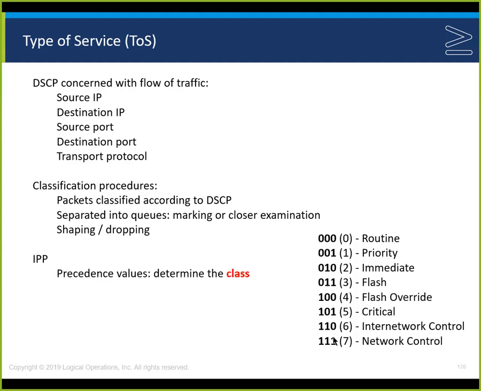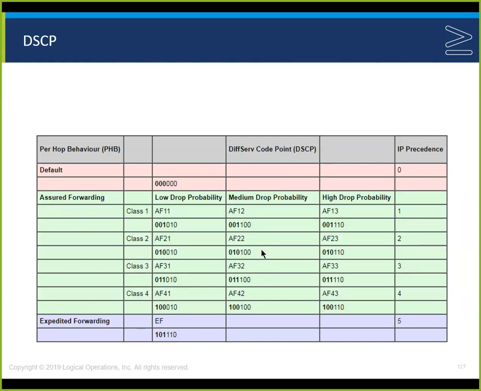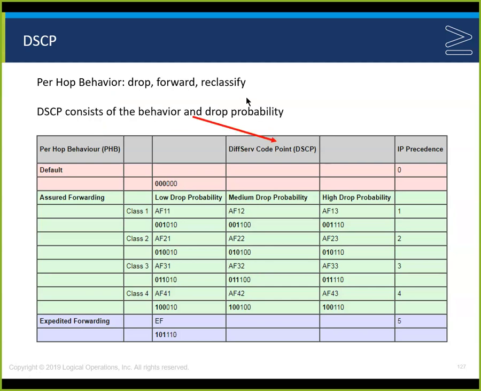So the IPP, the 3 bits, 0 through 7: routine, priority, immediate, flash, flash override, critical, internet control, and network control when we do these things. 5, your critical 5, is typically the one that voice traffic is going to be classified as. When we look at these, they are just assured forwarding, just some more tables that tell us what goes on with these things. Per hop behavior, we can drop, forward, or reclassify to do these things. The DSCP consists of the behavior and the drop probability of these things.